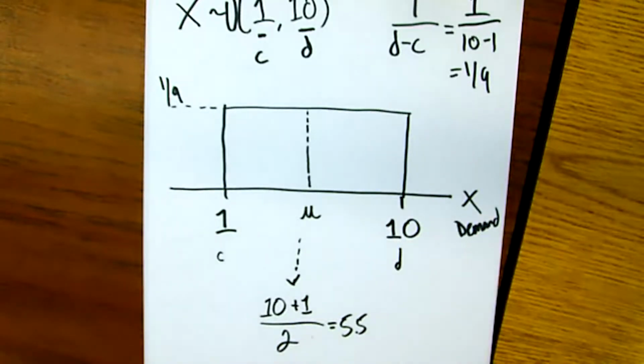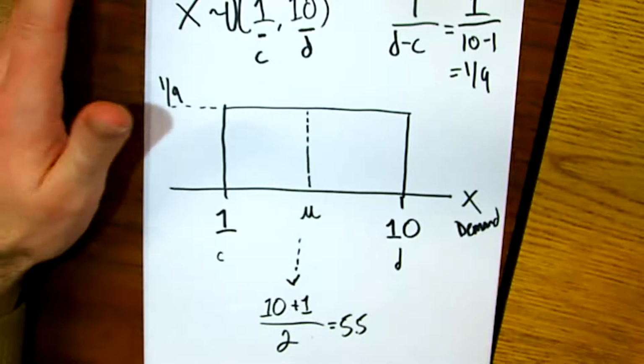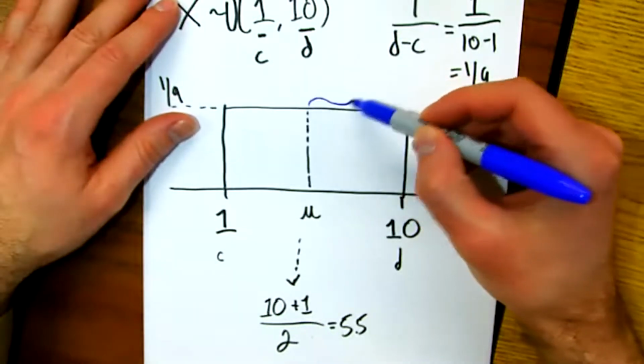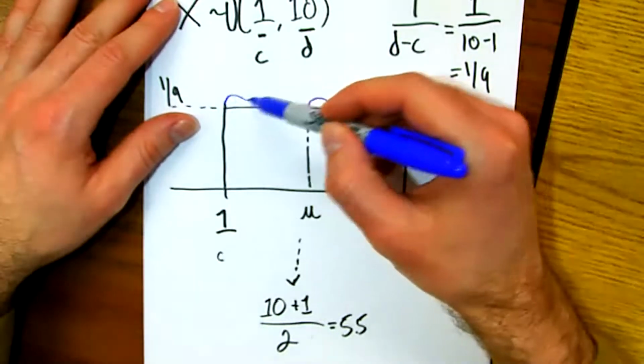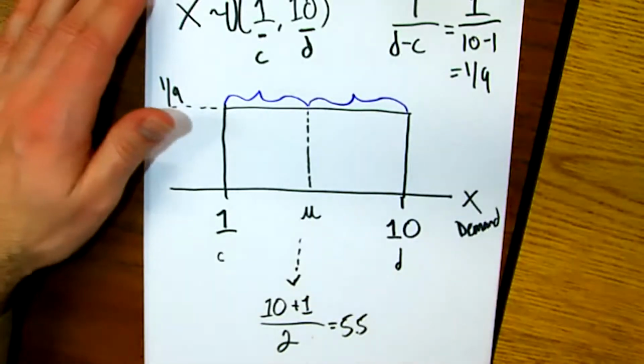Now, I said before, what ends up being true is the mean is equal to the median for the uniform. It's a symmetric distribution. So what's the probability that I see an outcome below the mean, and what's the probability I see an outcome above the mean?